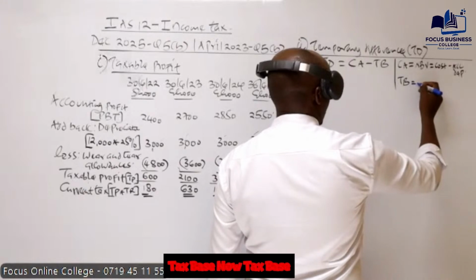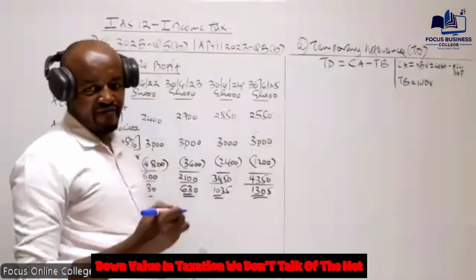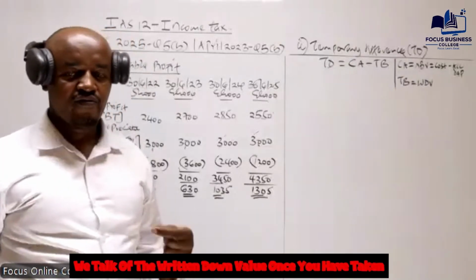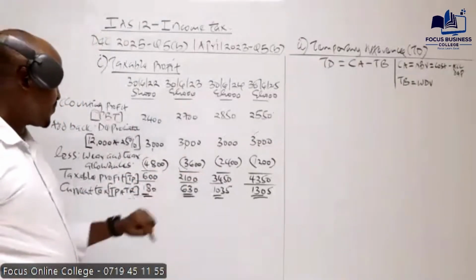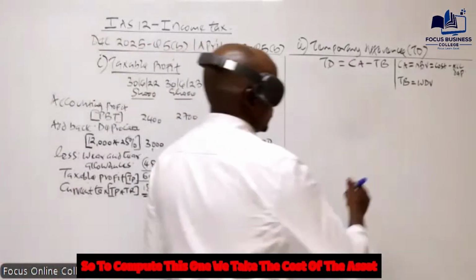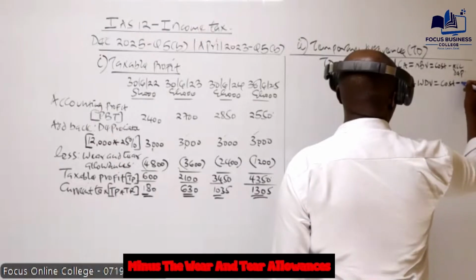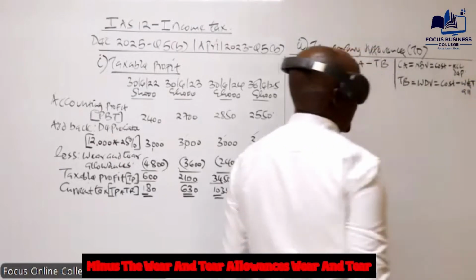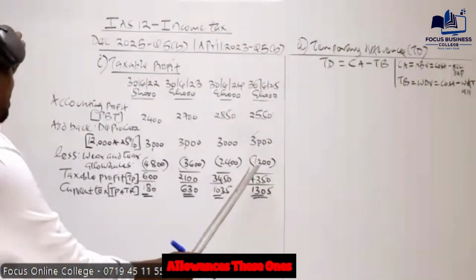Tax base, in this case, is something called the written down value. In taxation, we don't talk of the net book value of an asset. We talk of the written down value. Once we have taken the cost of an asset and deducted the wear and tear allowances, you get the written down value. So we take the cost of the asset minus the wear and tear allowances.